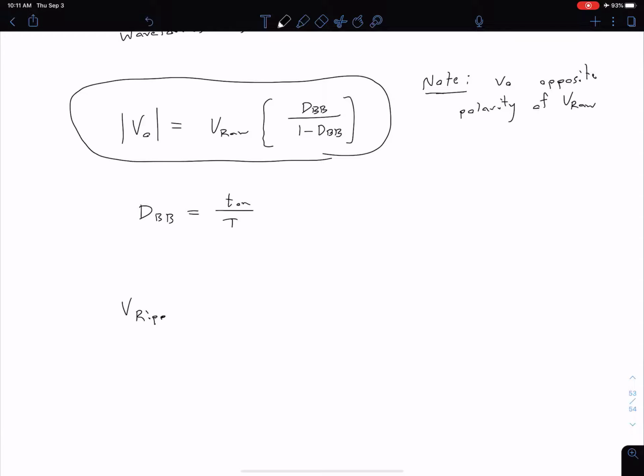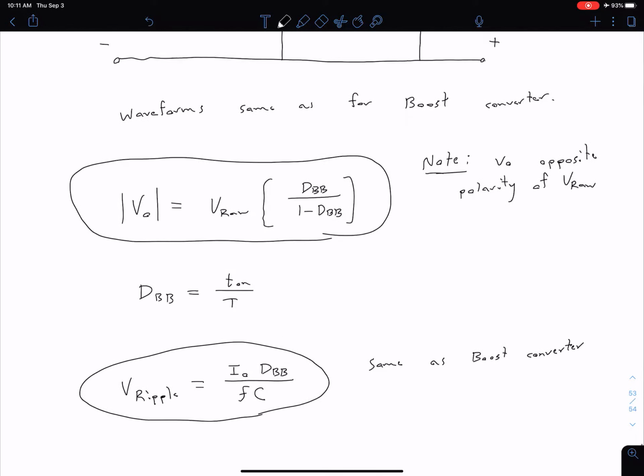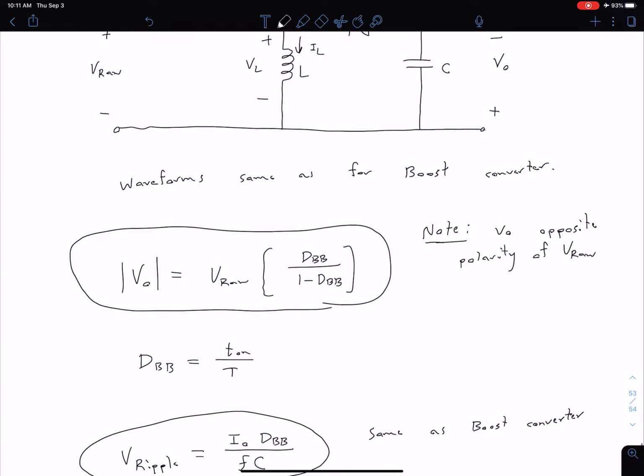Remember for that ripple voltage in the boost converter we were assuming a constant current output. That constant current output is I out. We now have d_BB as opposed to d_boost because of course we have a different type of circuit. And then we still have our frequency and capacitance in the denominator there. So let's just say this is the same as our boost converter. The only difference is we just changed the duty cycle term, but hopefully it should be evident that we need to do that. Here's our basic equation, and we're not going to go into too much more detail other than that.